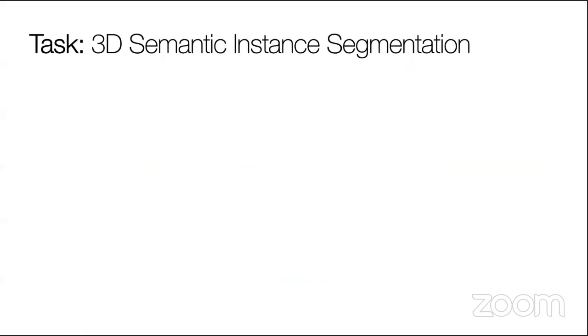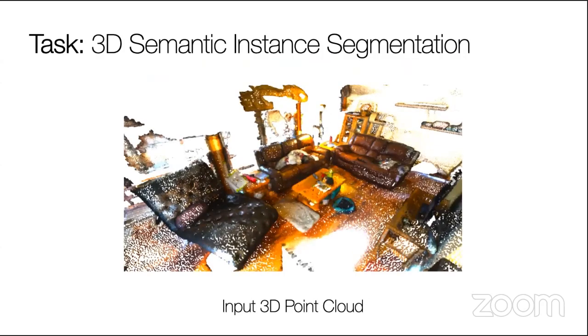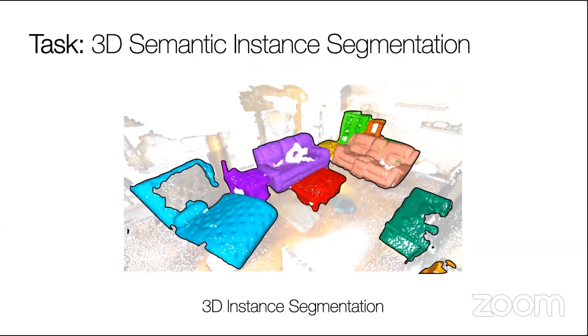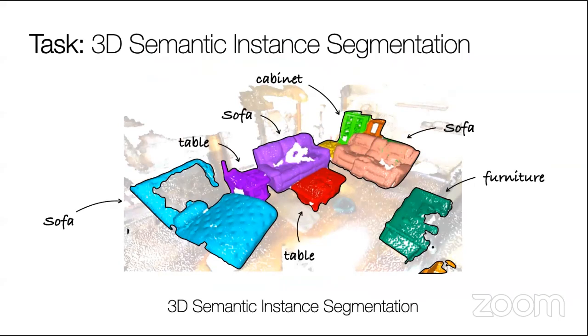The task we solve in this work is 3D semantic instance segmentation, that is, given an input 3D point cloud, we want to segment the scene into individual object instances and assign a semantic label to each of the instances.